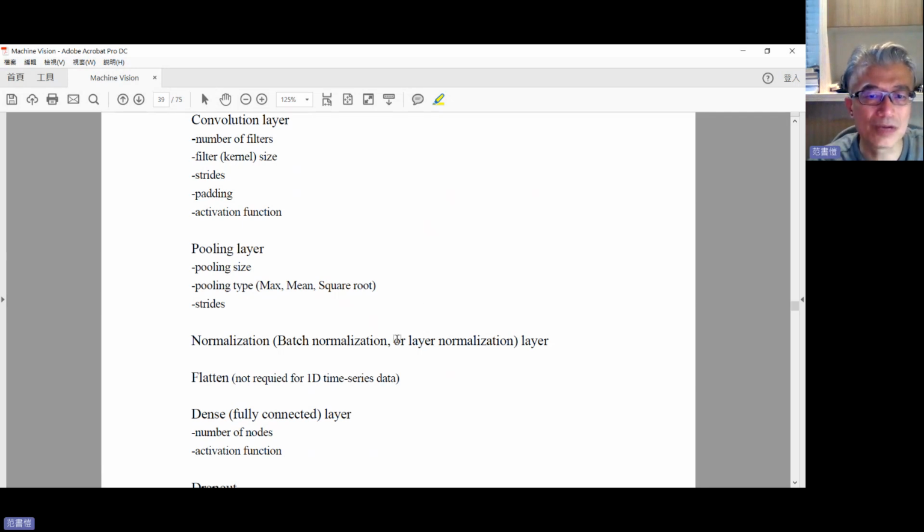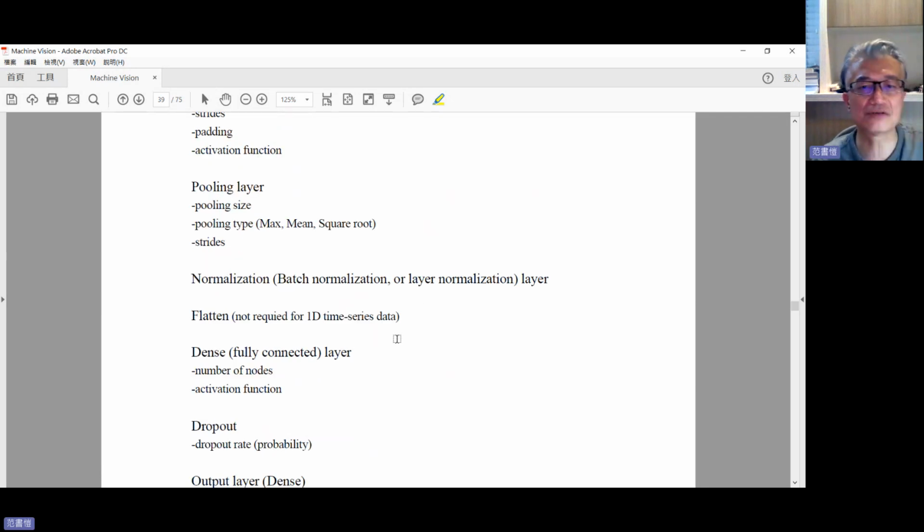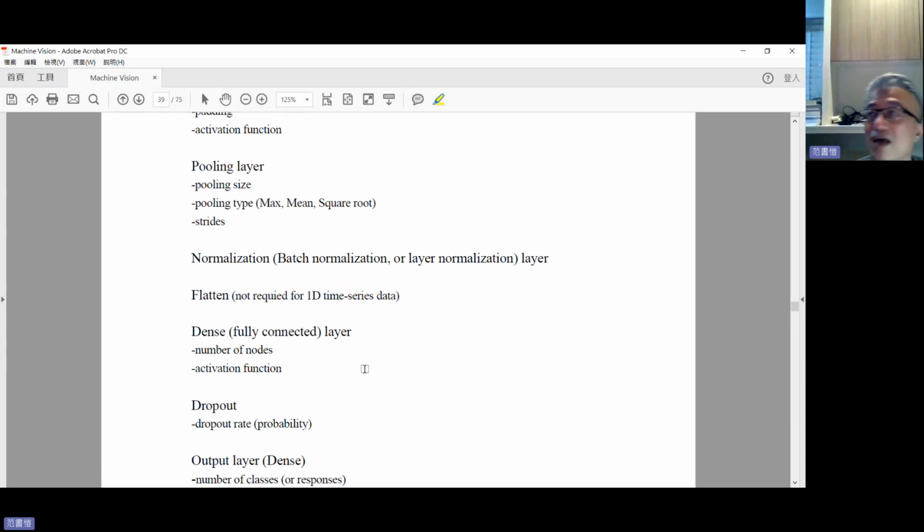Or stride. Normalization: batch normalization or layer normalization. Typically batch normalization is required. If you would like to apply the deep learning model to natural language processing, the layer normalization layer is frequently utilized. And the flatten is not required for 1D sentences, you already need to flatten the entire series, and then compute softmax and assign to each class the output.